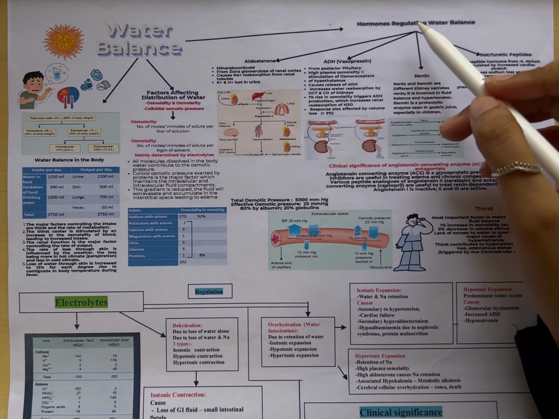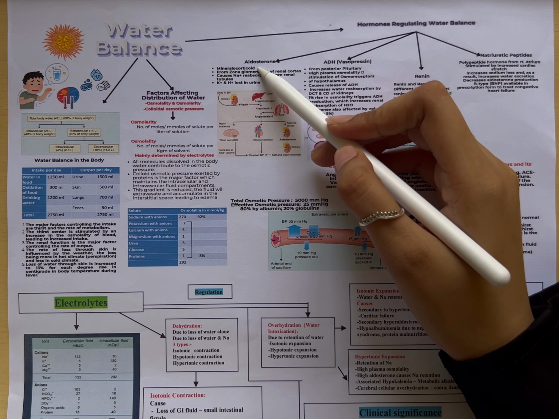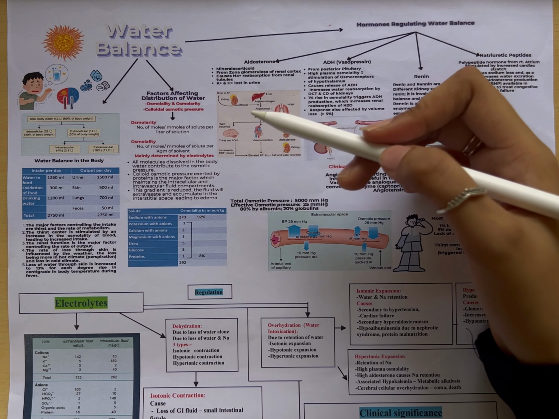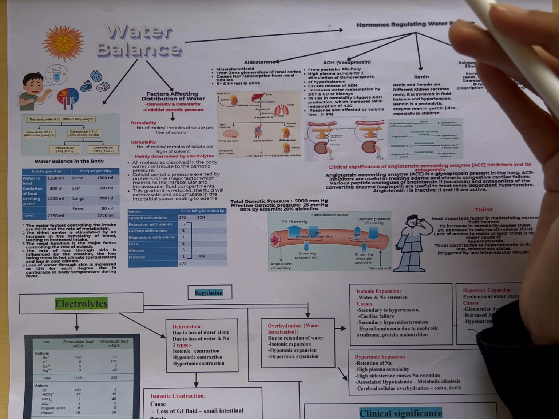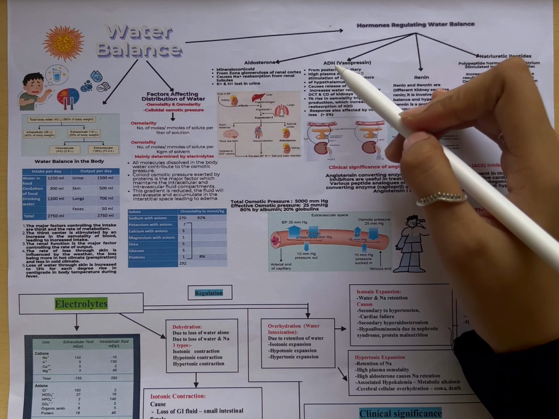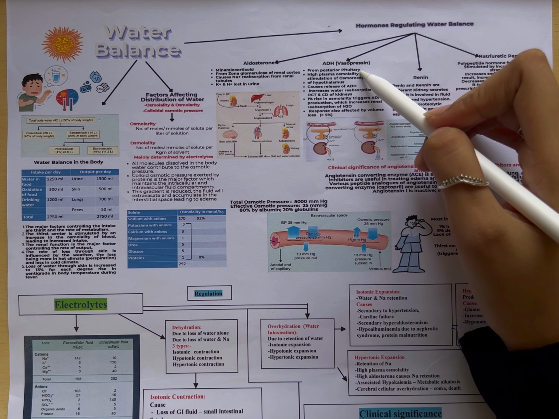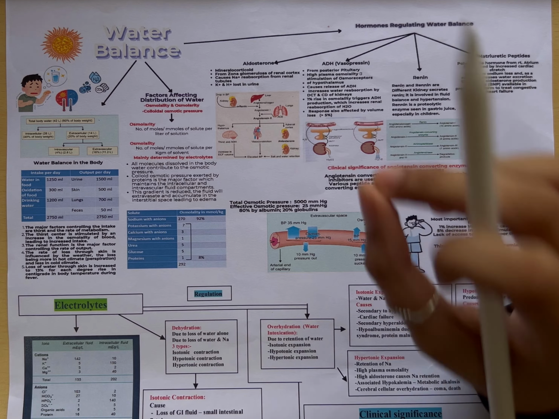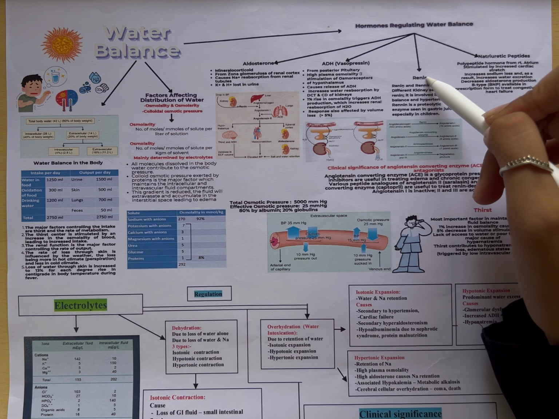Now let's understand the hormones that are involved in regulating the water balance in the body. Aldosterone is secreted by the adrenal glands, which promotes sodium and water reabsorption in the kidneys, and also facilitates potassium and H plus ion excretion out of the body. Next is vasopressin, or the antidiuretic hormone, which is released by the posterior pituitary and increases water reabsorption in the kidneys by specifically acting on the distal convoluted tubules and the collecting ducts of the nephrons.